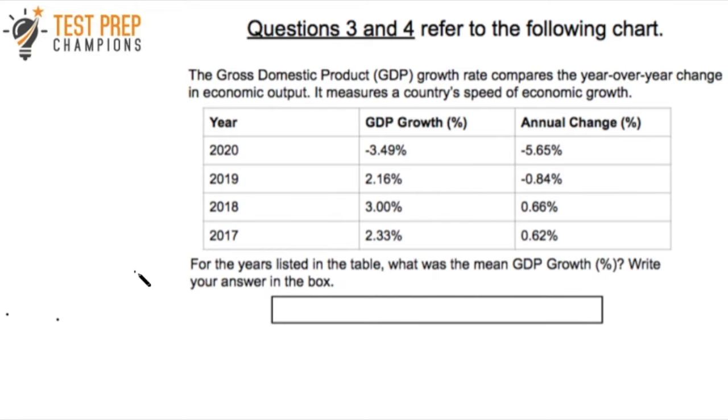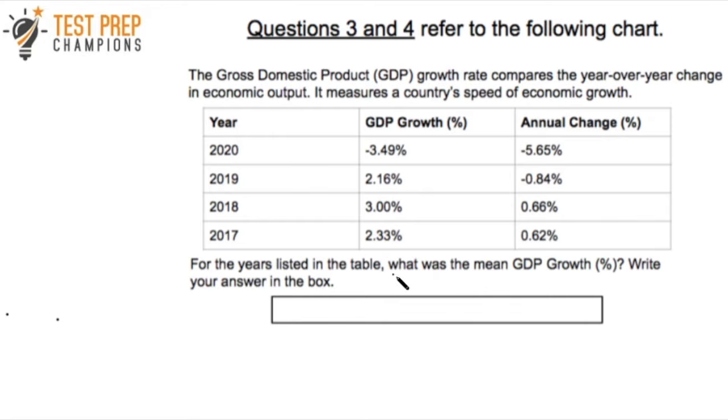And the question says, for the years listed in the table, what was the mean GDP growth? Write your answer in the box. So pause the video, try to figure this out, and then we'll go over it. Okay, so all we have to do to answer this, we're going to take all of these values and we're going to find the average of them.